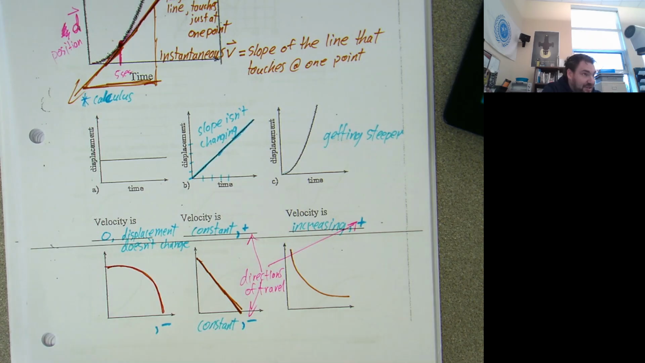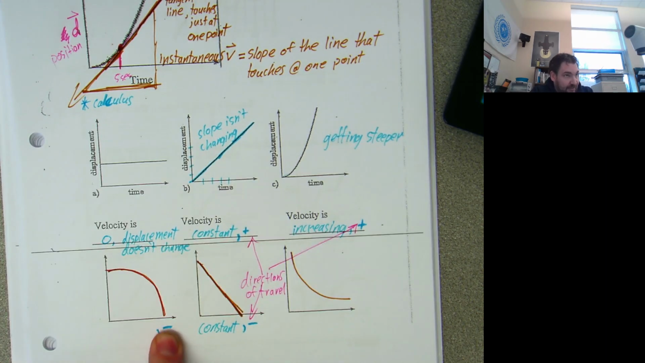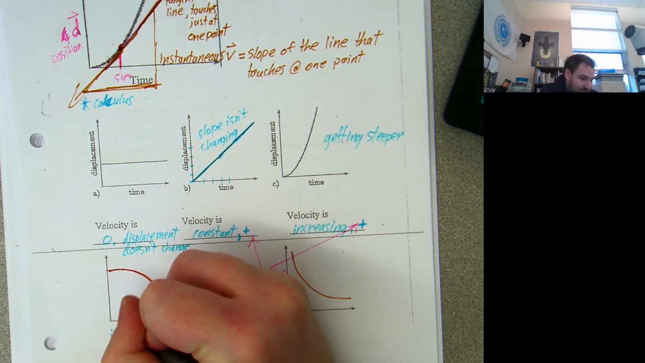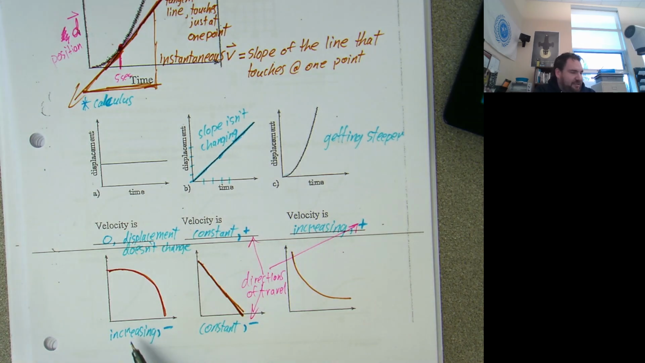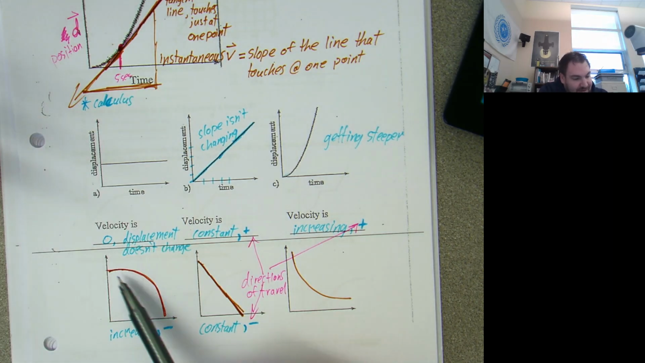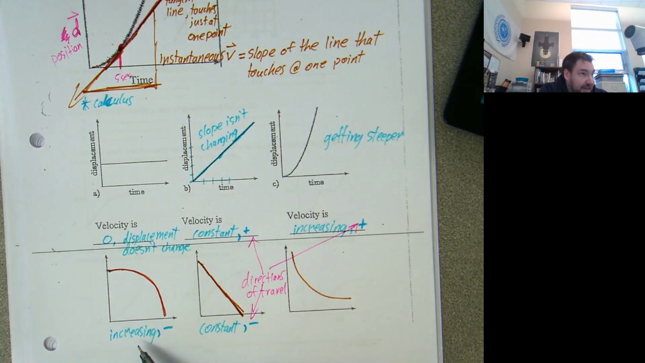If the line goes from 0 to steeper, the slope is increasing negatively. The thing's getting steeper. So what does that mean then for this object? It means it's not slowing down. It means it's actually speeding up backwards.